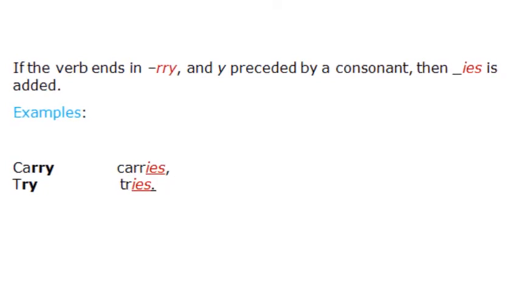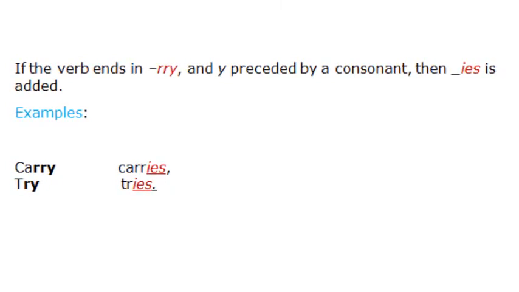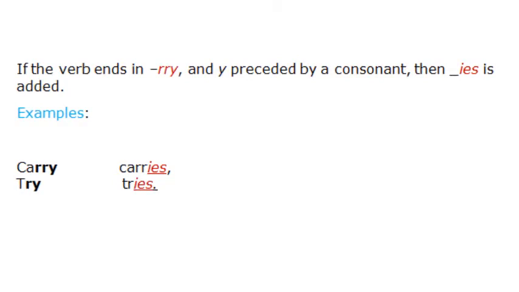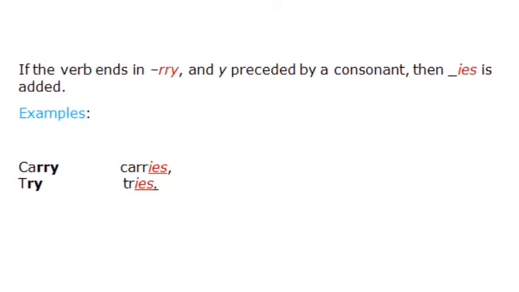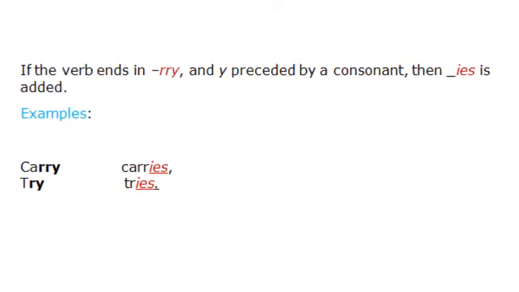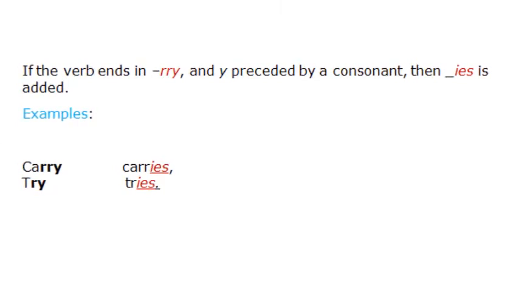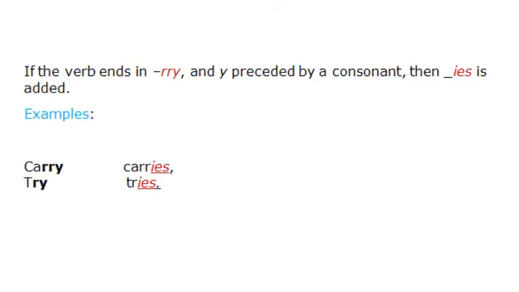Likewise, if the verb ends in RRY or Y preceded by a consonant, then IES is added.